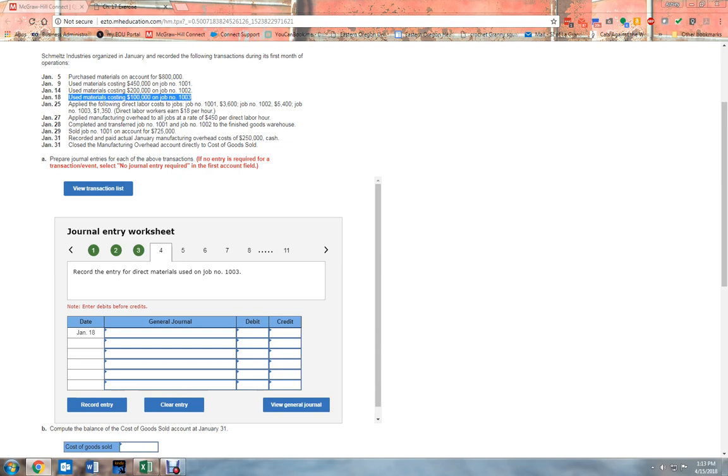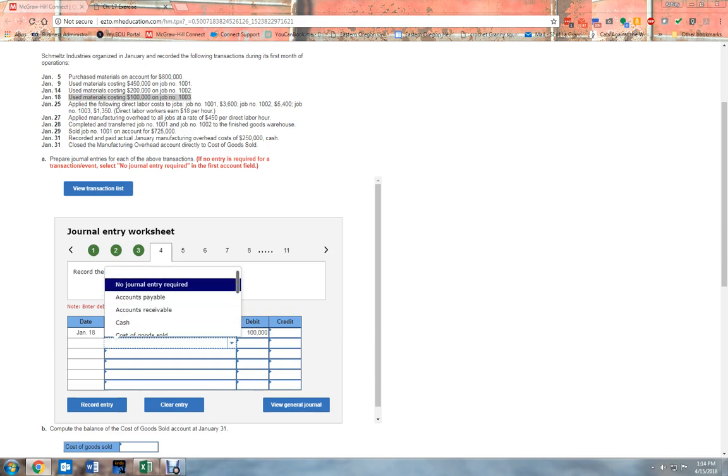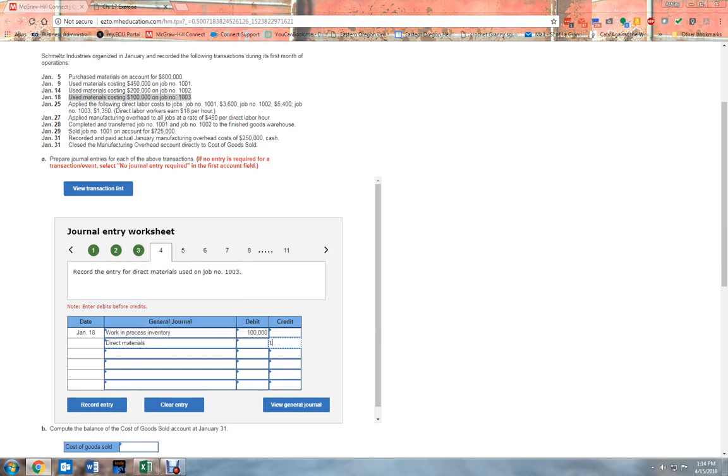January 18th, use materials costing $100,000 on job number 1003. Nothing different there. So these three jobs are in our work in process inventory. Those costs are moving out of the inventory account into the work in process inventory account. Those materials, we don't have them anymore. They've been put into play. So we have taken care of our jobs, as far as direct materials.